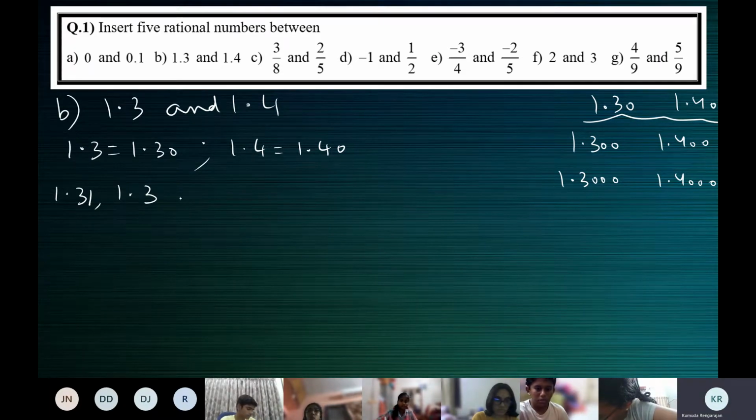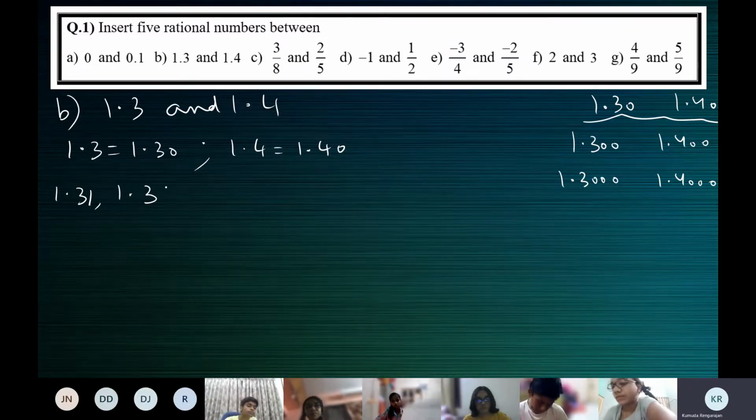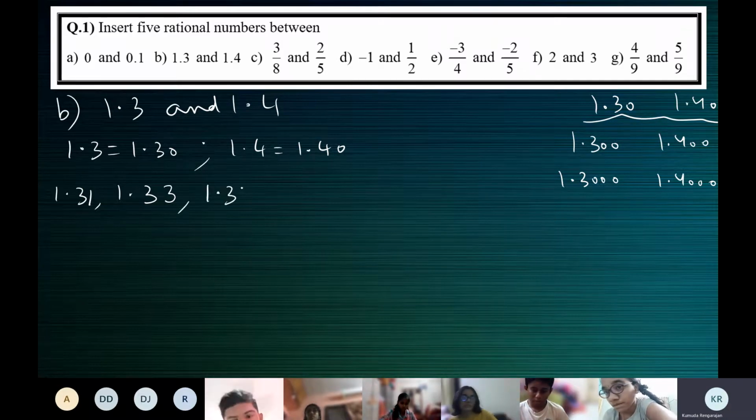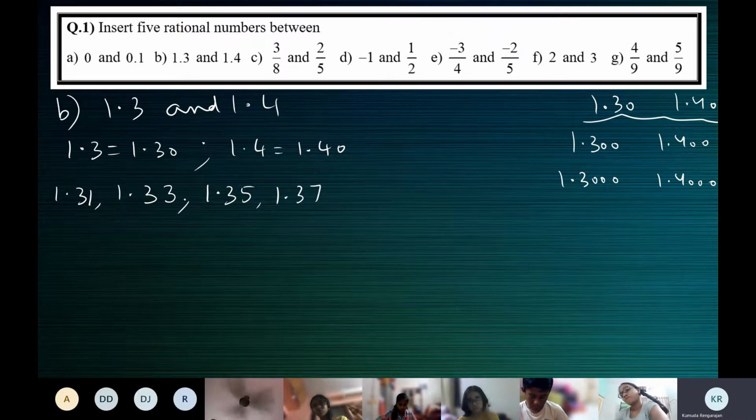Now I'll not write even numbers because then I have to divide. So I'm just trying to take numbers that end with an odd digit so that the simplifying work can be reduced. Sometimes you may have to simplify even then. So I'll take numbers like 1.31, 1.33, 1.35, 1.37, 1.39.